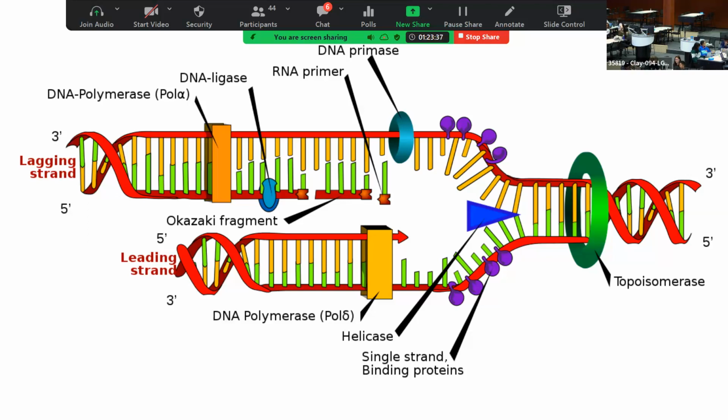Does the RNA primer refer to the fact it's used in RNA synthesis as well, or just because it's made of RNA? It's just the fact that it's made with RNA. So that's why it has to be removed, because it's not actually a DNA base, it's an RNA base.